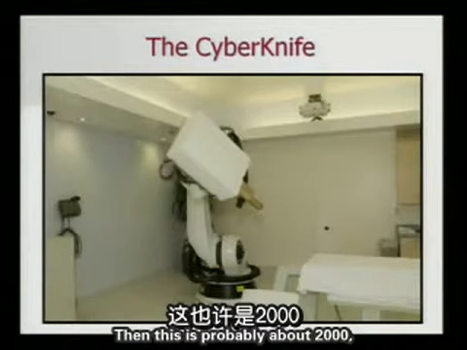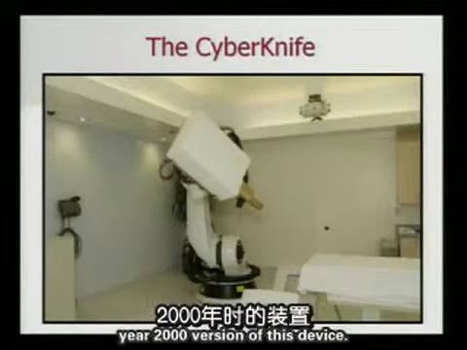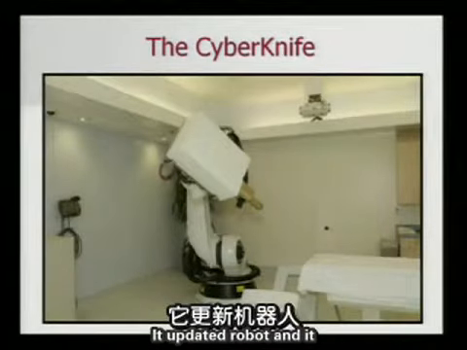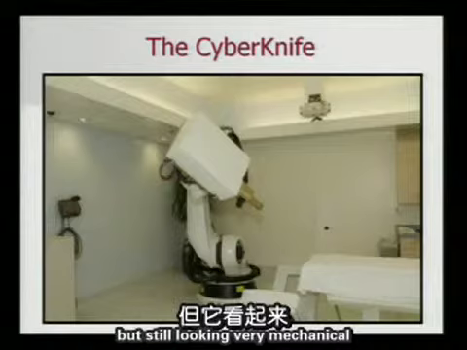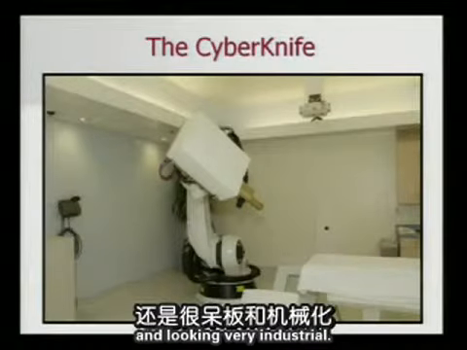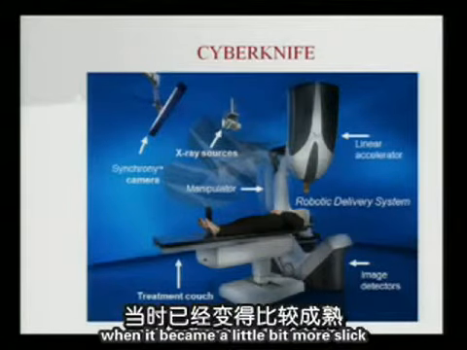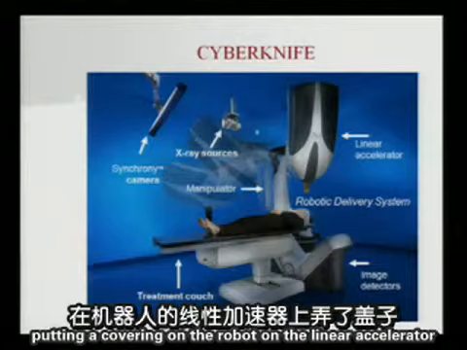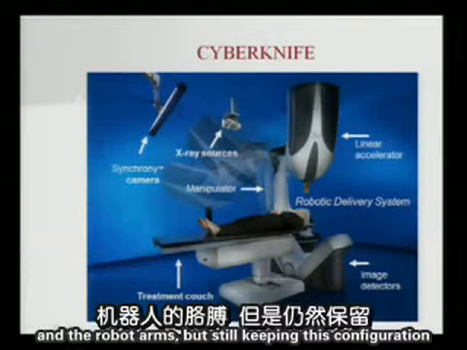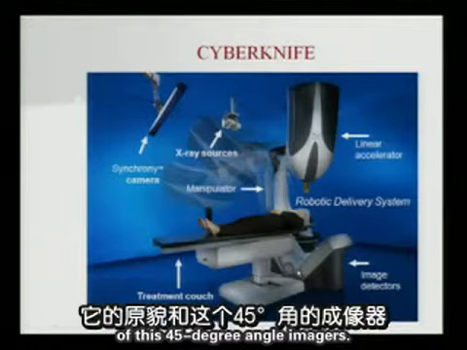Then this is probably about the year 2000 version of this device, an updated robot, but still looking very mechanical and very industrial. And this is about 2003, when it became a little bit more sleek, putting a covering on the robot, on the linear accelerator and the robot arms, but still keeping this configuration of these 45-degree angle imagers.